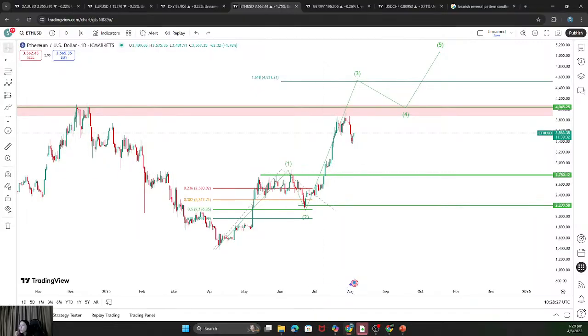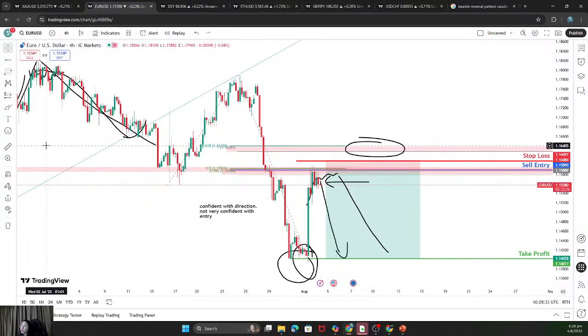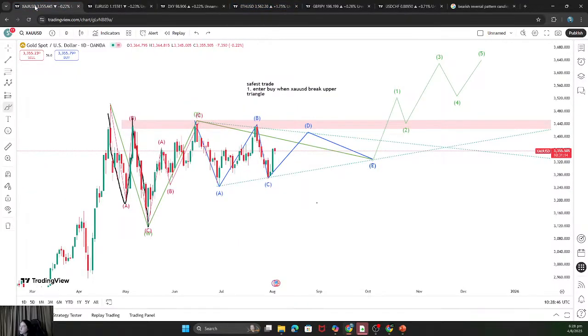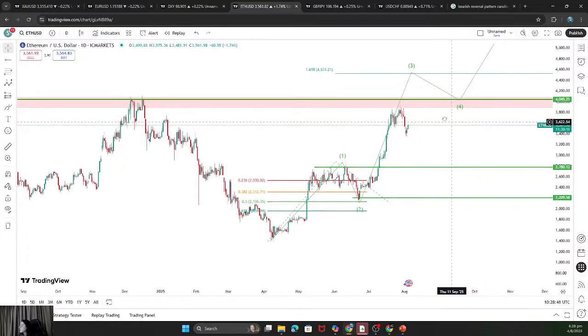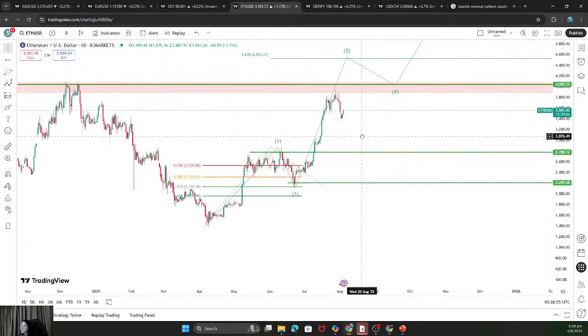I do not use Elliott wave on EURUSD. I use a lot of price action, a lot of support resistance. I use just your very normal, very basic technical analysis, and it works for me. I use Elliott wave for XAUUSD and ETHUSD, and both have given me results, and I've made quite a bit of profit using Elliott wave.